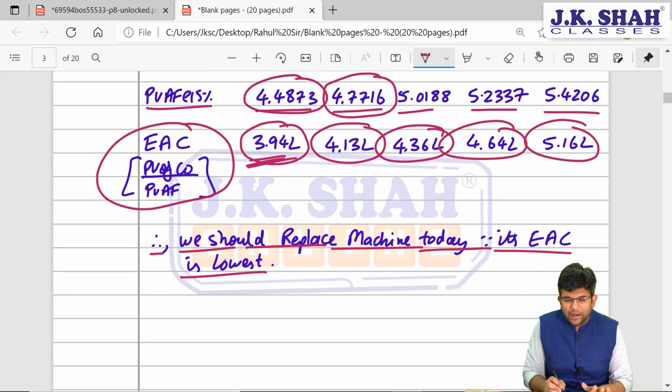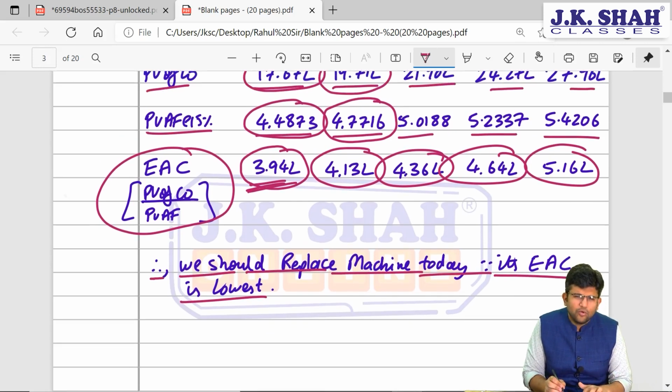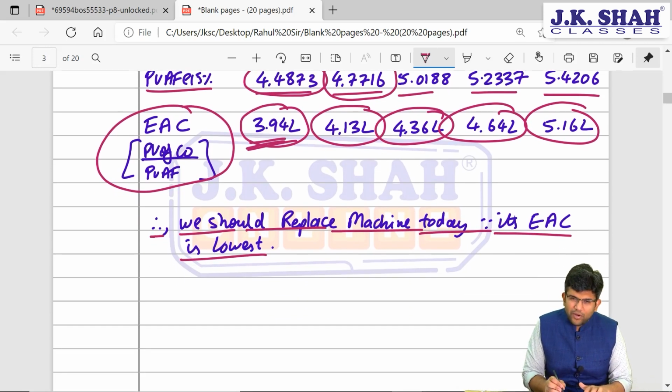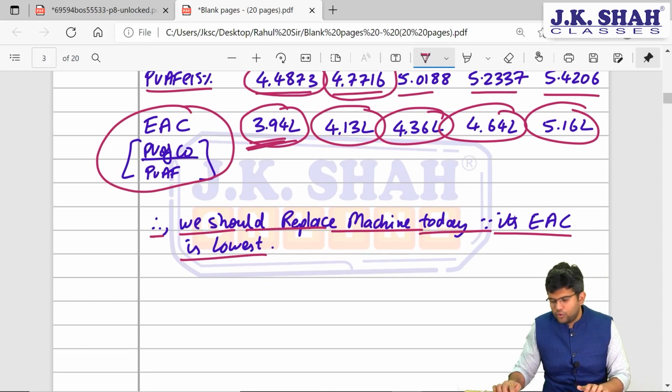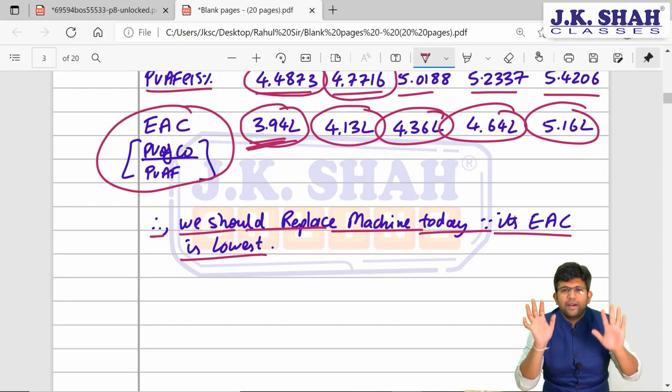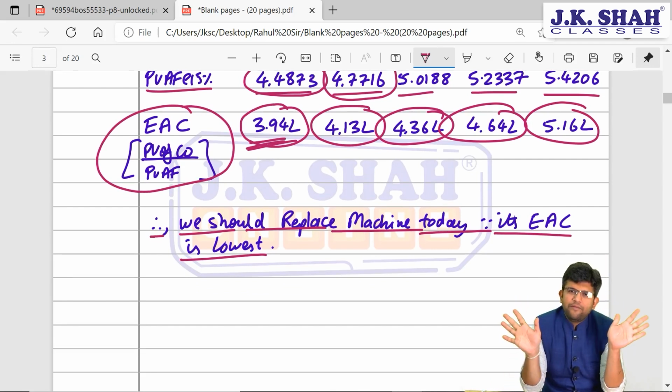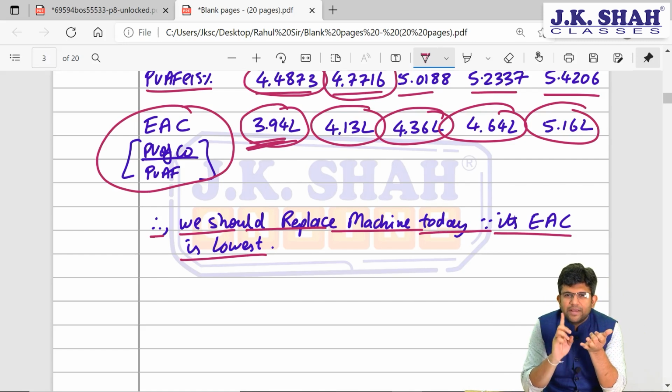Everyone clear what I am trying to explain to you here? Okay, it's a new concept for many of you. I hope you understood the concept of replacement cycle, right? So what are we supposed to do here? We are supposed to calculate the PV of CO of all different options we have: replace today, replace after 1 year, 2 years, 3 years and 4 years, and then calculate the annualized cost since the lives are different, and then select the option whose annualized cost is lowest, right? That is option 1, replace today.